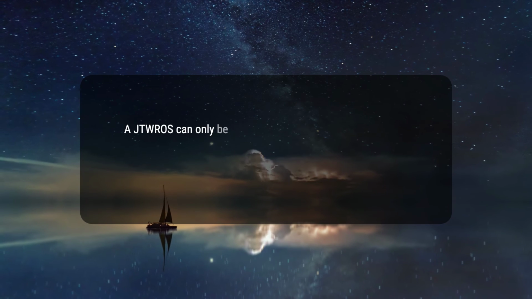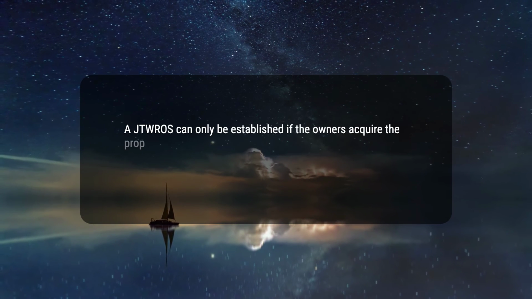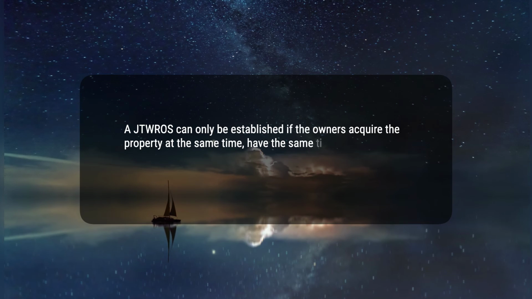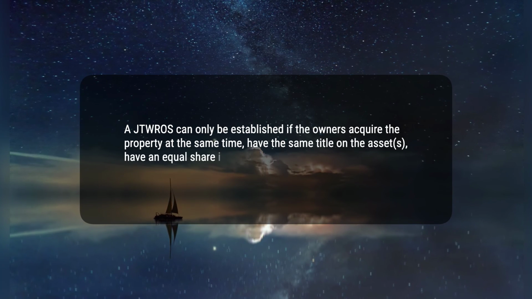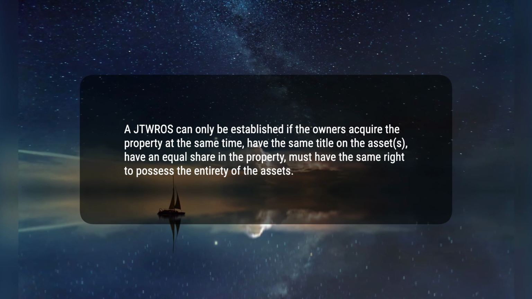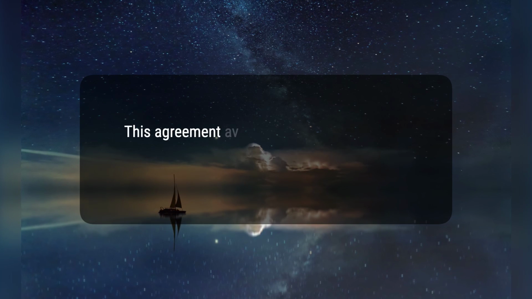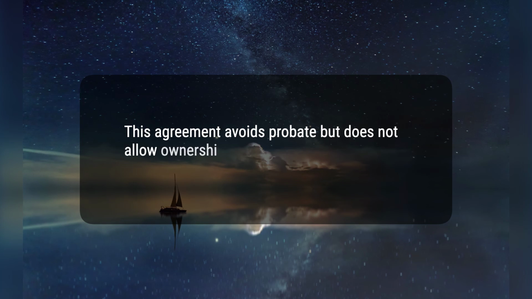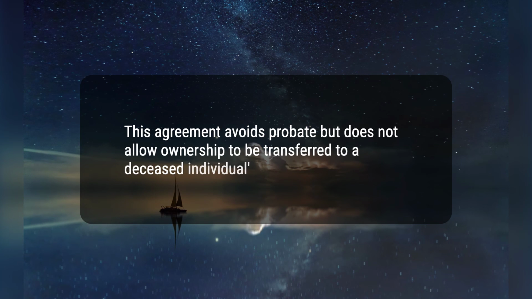4. A JTWROS can only be established if the owners acquire the property at the same time, have the same title on the assets, have an equal share in the property, and have the same right to possess the entirety of the assets. 5. This agreement avoids probate but does not allow ownership to be transferred to a deceased individual's heirs.